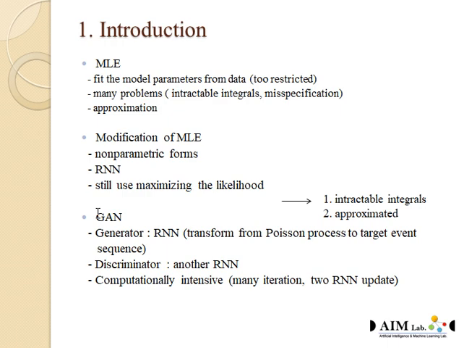It has characteristics. First, it has some non-parametric forms, and it might use RNN to model it, and still uses maximizing the likelihood. So those problems remain, and another method is to use GAN.